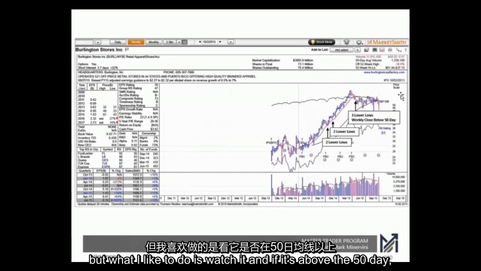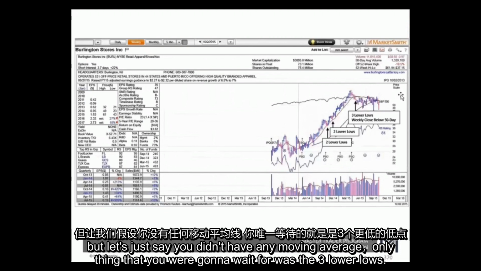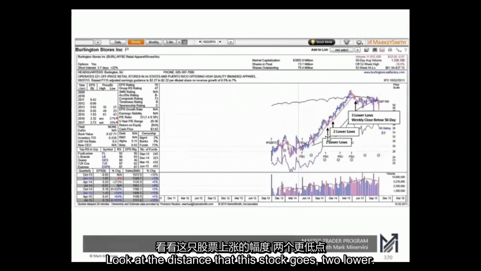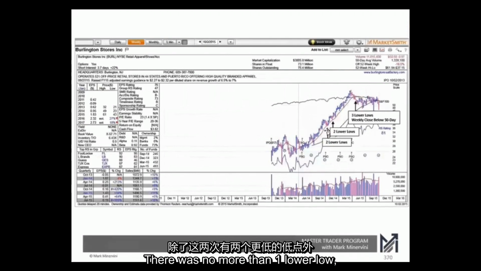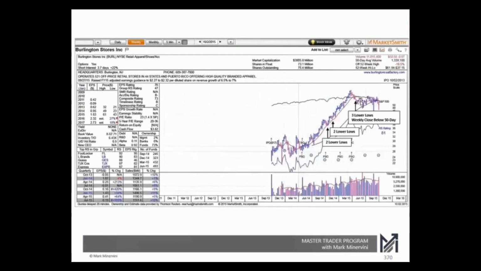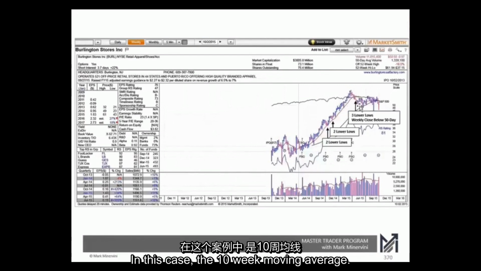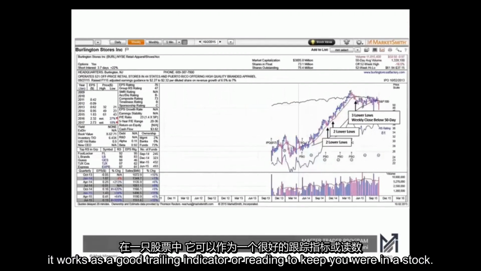And if it's above the 50-day, if I see those 3 lower lows, then I'm looking at the 50-day also. But let's just say you didn't have any moving average, and the only thing you were going to wait for was the 3 lower lows. Look at the distance that this stock goes. This is the only time it had 2 lower lows. There was no more than 1 lower low this entire move, except these 2 times, which had 2 lower lows. And then finally, when it topped out here, you got the 3 lower lows, and you got a close below the 50-day, in this case the 10-week moving average. So in conjunction, it works as a good trailing indicator to keep you in a stock.